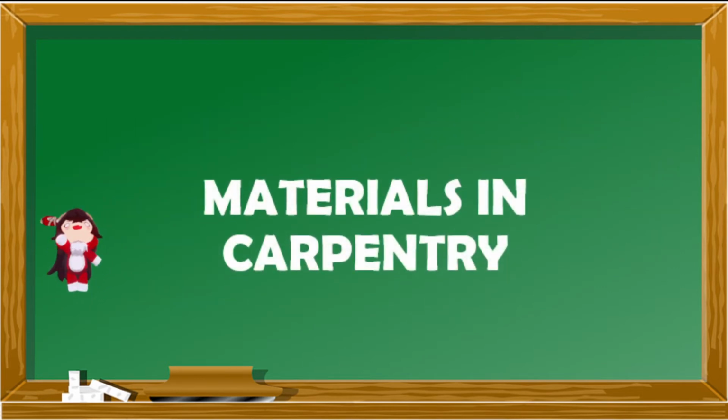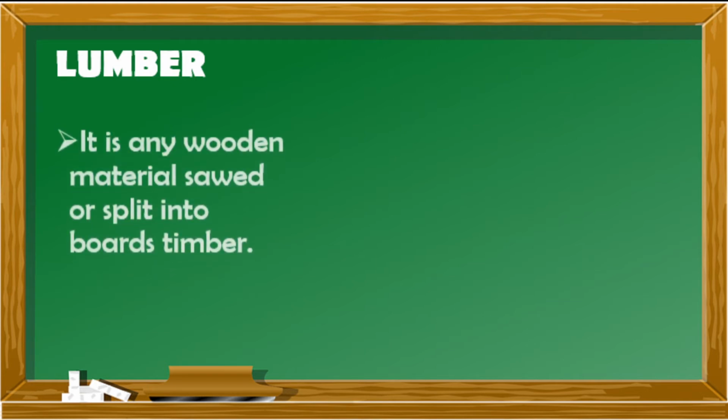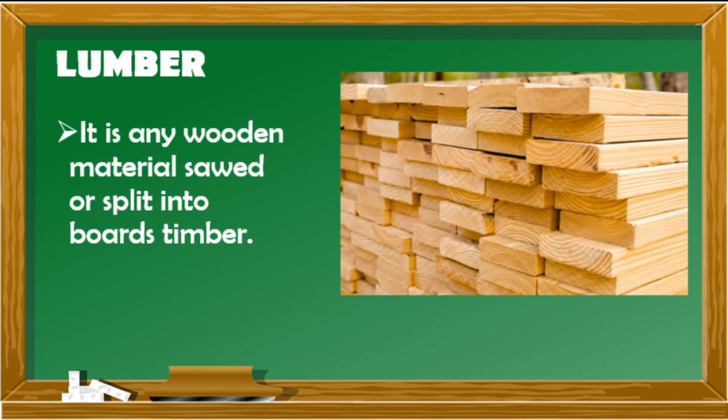Okay, so materials in carpentry. So, ano examples natin ng mga materials sa carpentry? So, start tayo sa common natin, which is yung lumber. So, it is any wooden materials sawed or split into boards or timber. So, may isa pang form ng wood natin, which is yung plywood and plyboard. So, ito yung mga lumbers natin.